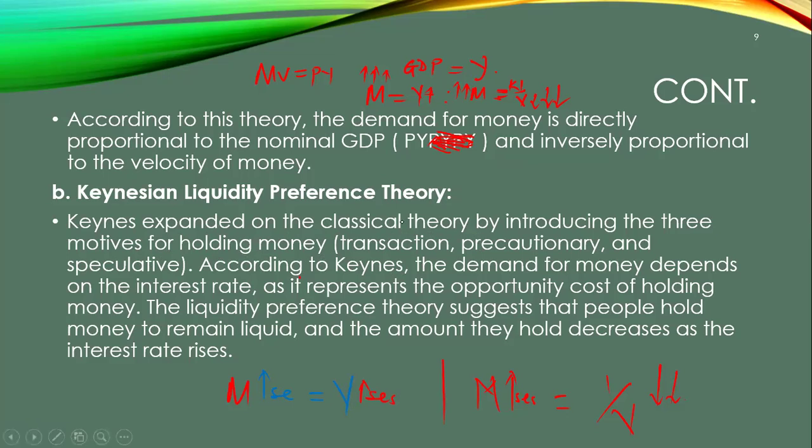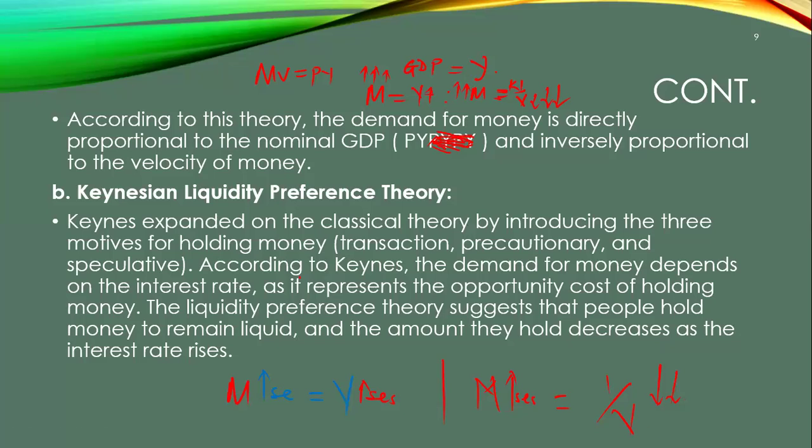According to Lord Keynes, the demand for money depends on the interest rate, as it represents the opportunity cost of holding money. So what does it mean? Where the commercial banks give high interest to those who have saved with them, most people will not hold their money. They will save it with the commercial banks so that they can get that high interest. But where interest rates are extremely low, the majority will forego saving and hold their money in cash, because they're not losing anything since the interest rates are extremely low.